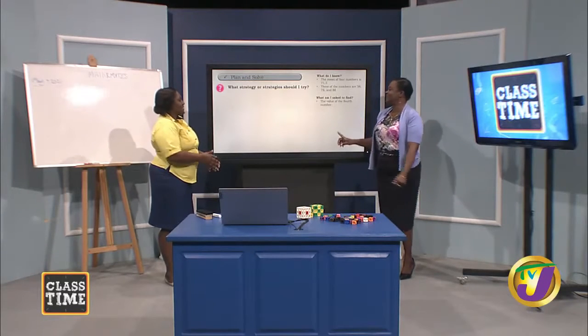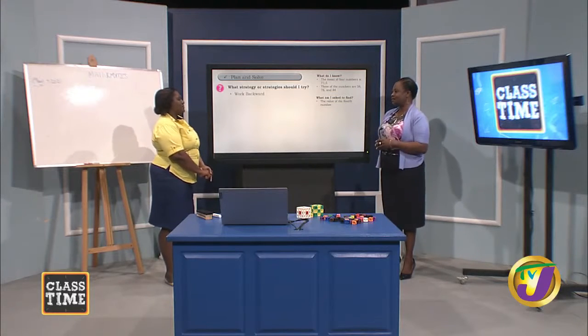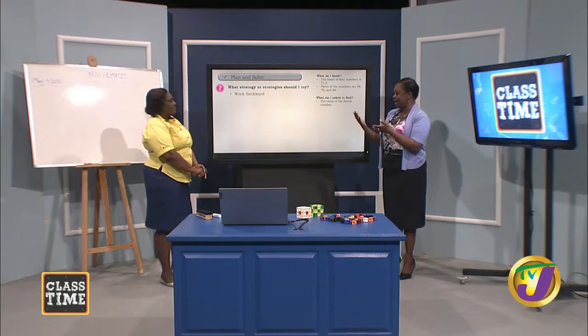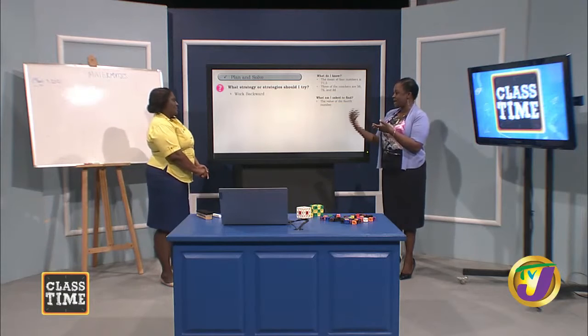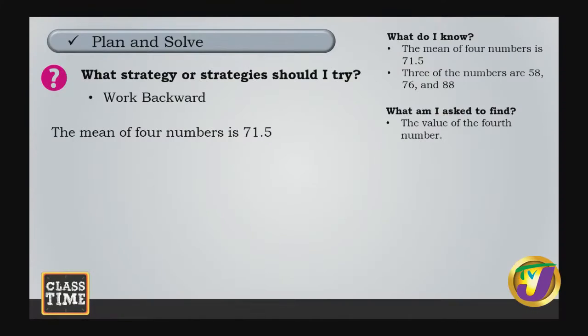All right. So for this case, you will be using working backwards. As you highlighted before, I know what my end result is, the mean, which is 71.5. Now I'm going back. How do I find the mean again? What did you do to come up with the 71.5? The sum of the 4 numbers divided by 4.